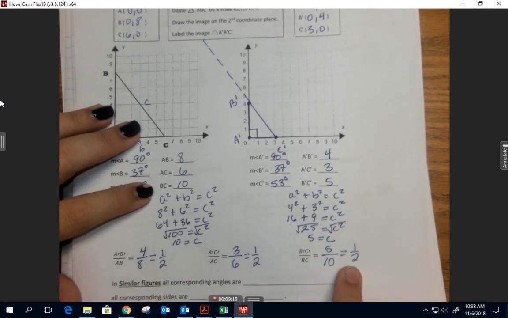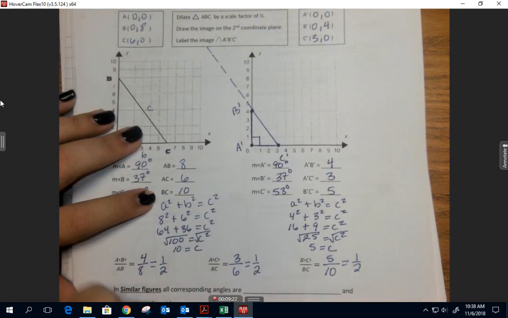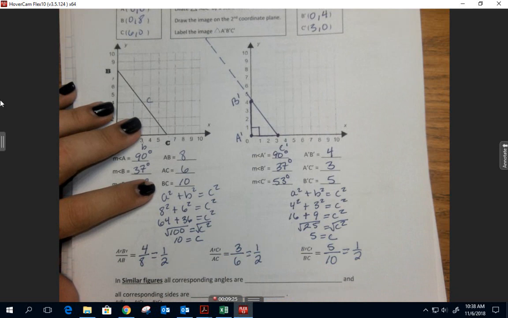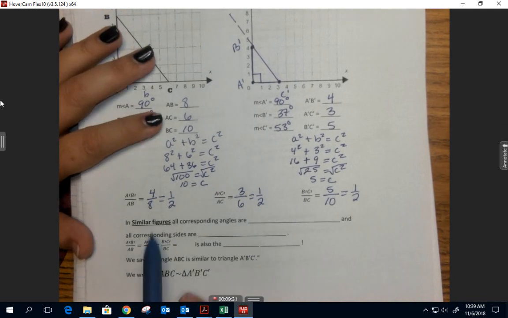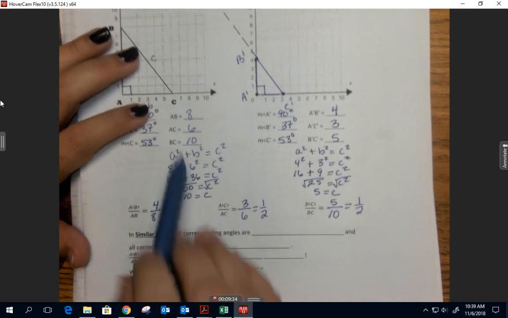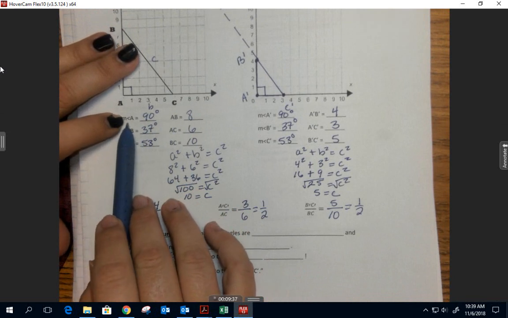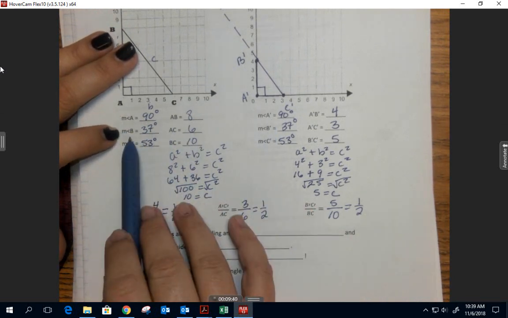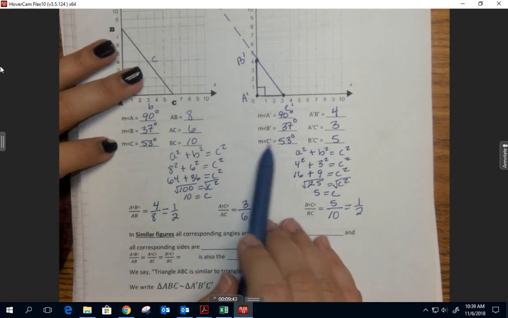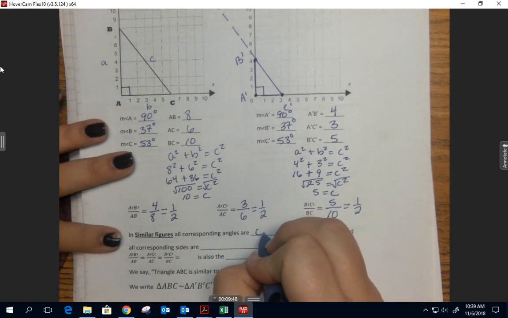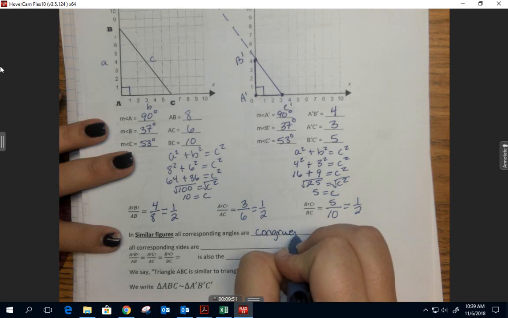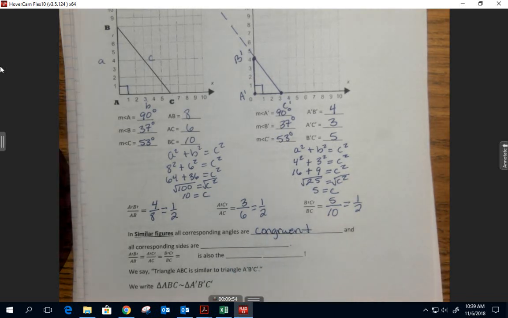Where did we see that 1/2 before? Oh, yeah, our dilation was 1/2. And so our sides have a ratio of 1/2 as well. So this is what it all comes down to. In similar figures, all corresponding angles, so the measure of A and the measure of A prime, the measure of B and B prime, the measure of C and C prime, are all congruent.